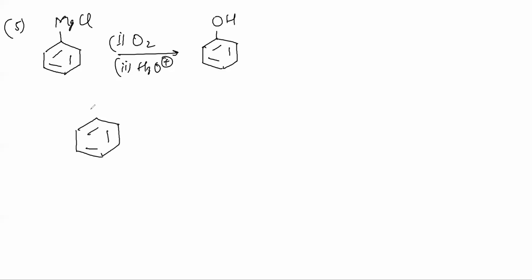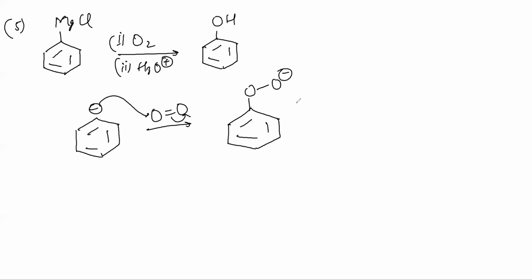Grignard will give you R minus here. This R minus will attack on one of the oxygens, and this bond will be broken like this. So eventually you are going to get something like this. Now complete this reaction on your own. Okay, I hope it is clear to us.